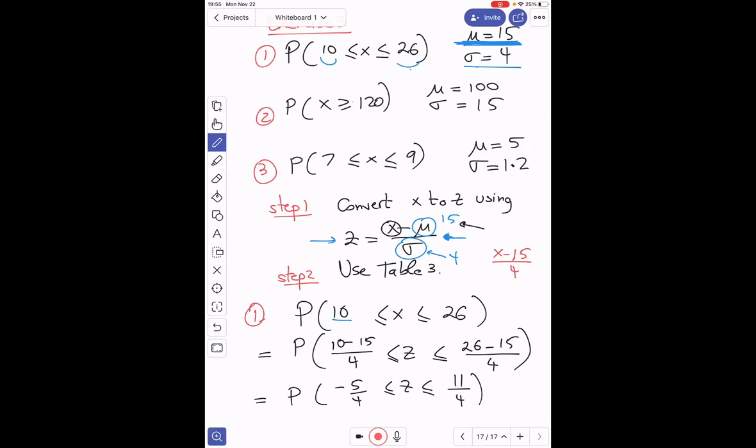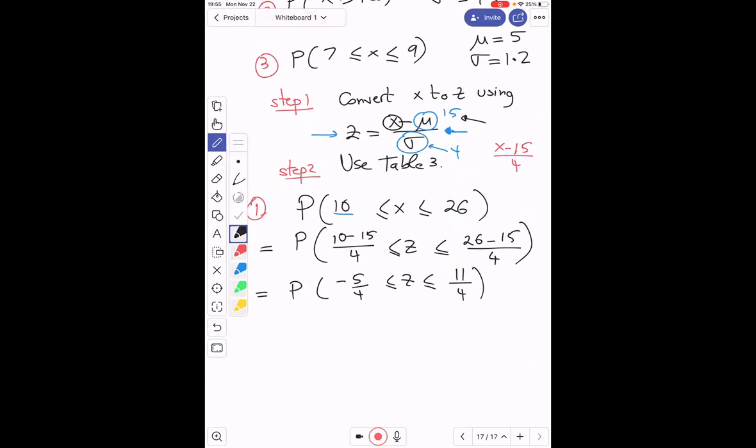Now, if you divide negative 5 over 4, that's negative 1.25, less than or equal to z, less than or equal to 11 over 4, which is 2.75. All right, we are done with the first step. We converted the x to the z.